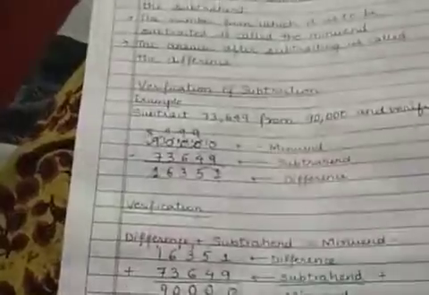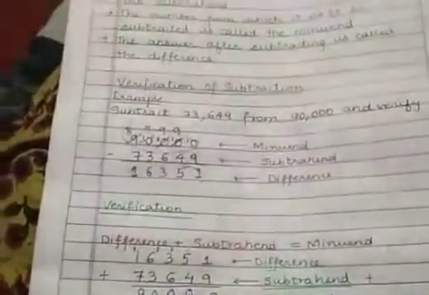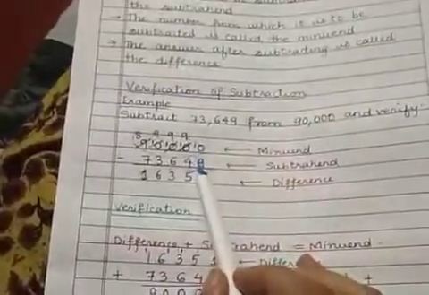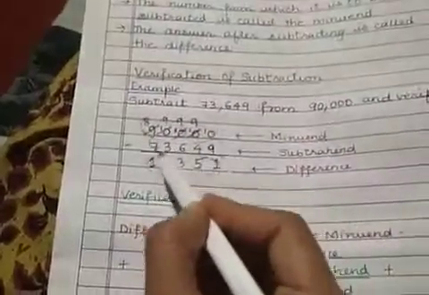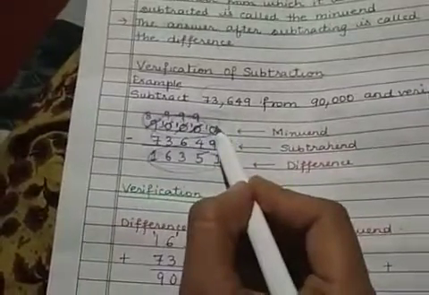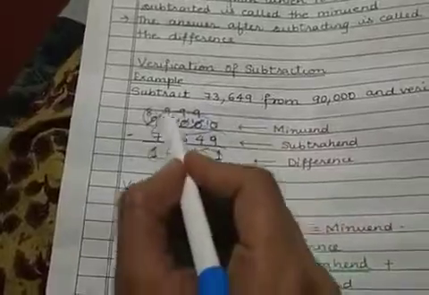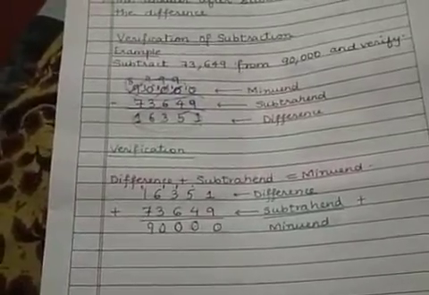So if you want to check whether your subtraction is correct, then after subtracting two numbers, you add the difference and the subtrahend and check whether you get the minuend or this number. So if you get back this number, it means your subtraction is correct. This is how you verify.